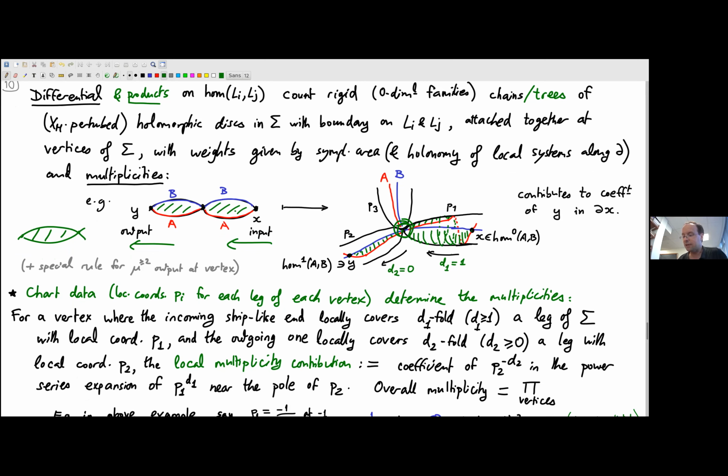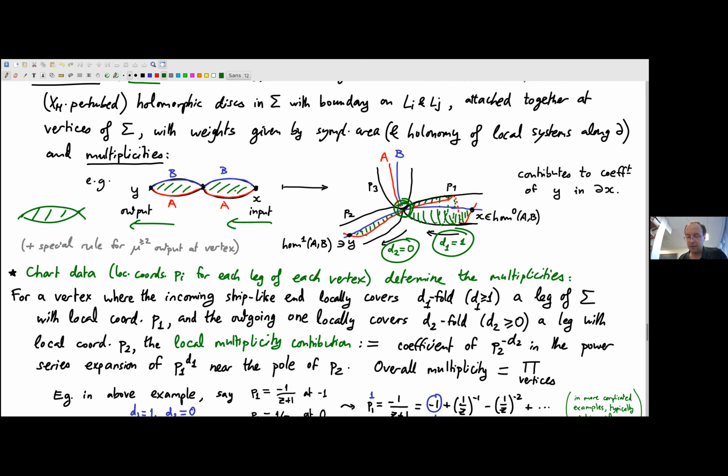So the statement is that this chart data tells me a combinatorial coefficient for what happens here. It says if the input has some degree, in this case, and the output has some output degree, in this case 0, what I'm supposed to do is take the input coordinate, P1, associated to this leg, to the D1. This is a meromorphic function with a pole of order D1 at this puncture. In particular, it is regular near that puncture. Therefore, I can expand it as a power series in the inverse of P2, and I want the coefficient of P2 to the minus 1.